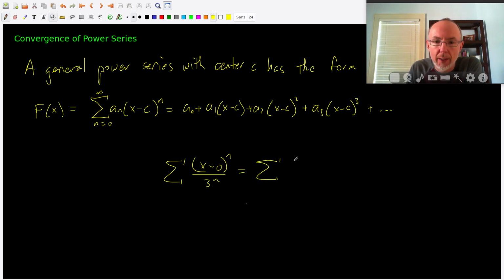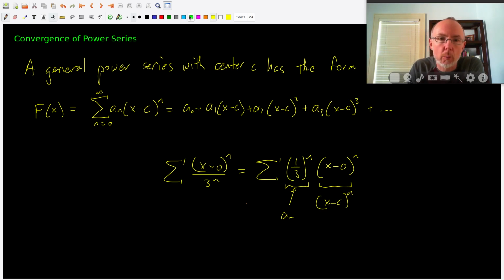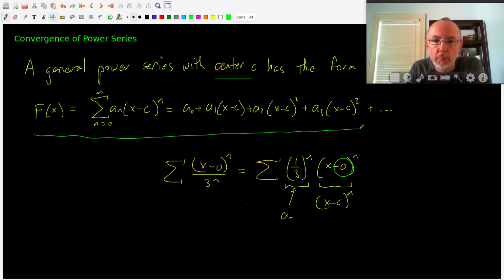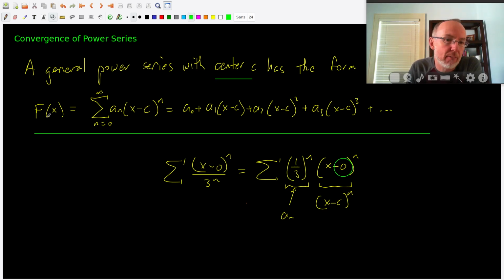This series has a constant out the front, which I could write that way, x minus 0 to the power of n. So this is in general what we're going to call the a sub n, and this is in general going to be x minus c to the power of n, where c is what we call the center of the series. So in our example, the center was 0. But in general, a power series can be written like this, and it's obviously going to be a function of x if it converges.